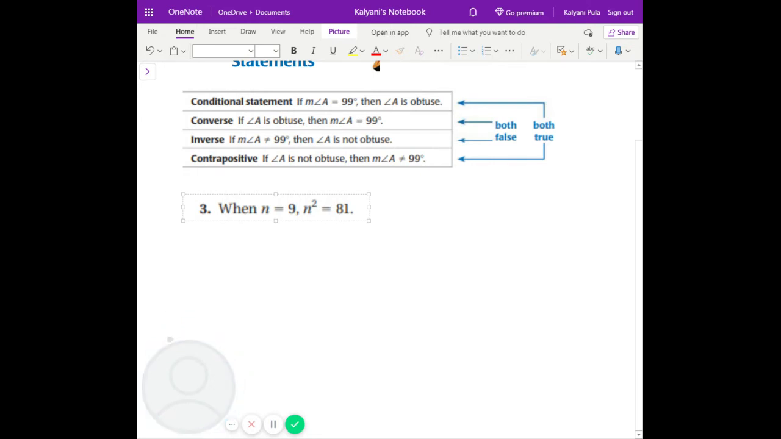Okay, hold on though. That's not the inverse. The inverse is for the statement. Okay? The inverse always goes with the statement. So if you're writing the inverse, you have to write the inverse for the statement, not for the converse. Good, thank you.